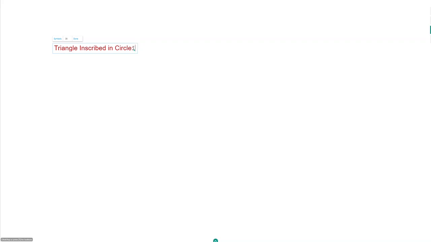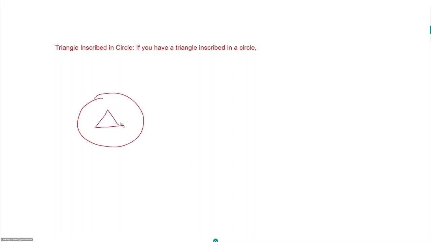So what is the rule? It says, if you have a triangle inscribed in a circle, what does inscribed mean? First of all, you have a triangle like this. This triangle is not inscribed in the circle. You would say this triangle is circumscribed by the circle. It is surrounded by the circle. An inscribed triangle has all of its vertices touching the edge of the circle. So something like this. The inscribed triangle.